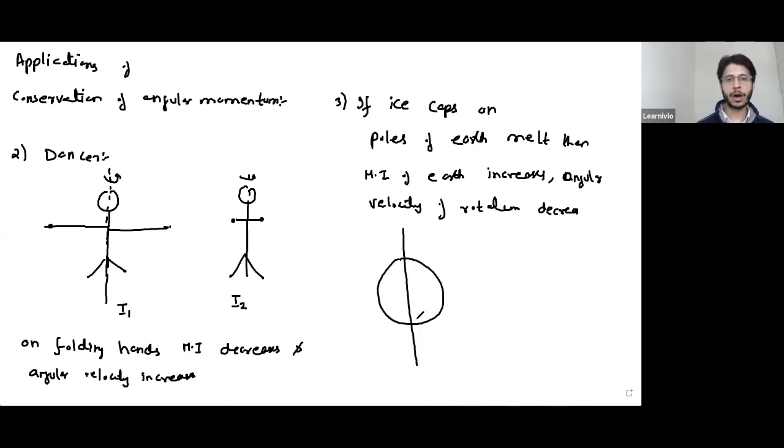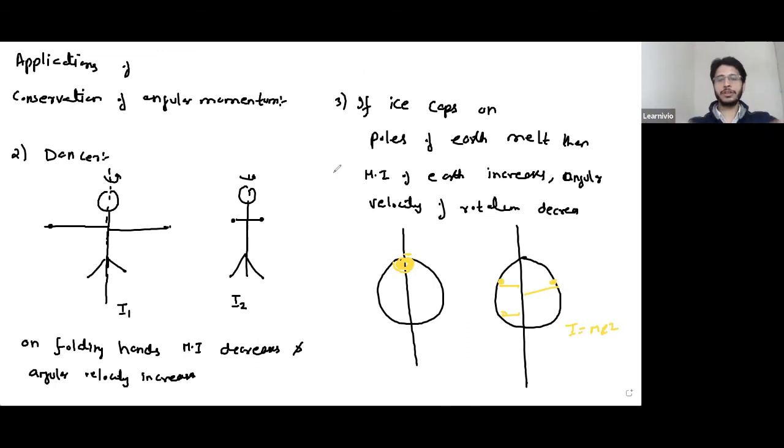If someone has an issue with why the moment of inertia will increase, see, this is initial. Initially, this is the ice cap. The whole ice is in this region only. But once this ice melts, then the water gets distributed throughout the surface of Earth. See, earlier the separation was small from the axis, but now the separation is large. And moment of inertia is mr square. It depends upon the separation from the axis. That's why if the ice on the North Pole and the South Pole melts, then due to the distribution of mass, moment of inertia will increase. And eventually the angular velocity of rotation will decrease.